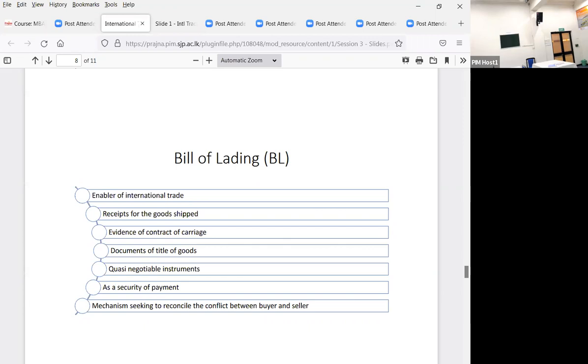So in a ship, how many types of goods come? When a ship comes to Sri Lanka, how many types of goods are there? How many types of goods? Yeah, shipment, very good. Other one? Home use, yes, very good. Other one? Is there any more? Right, basically there are three.